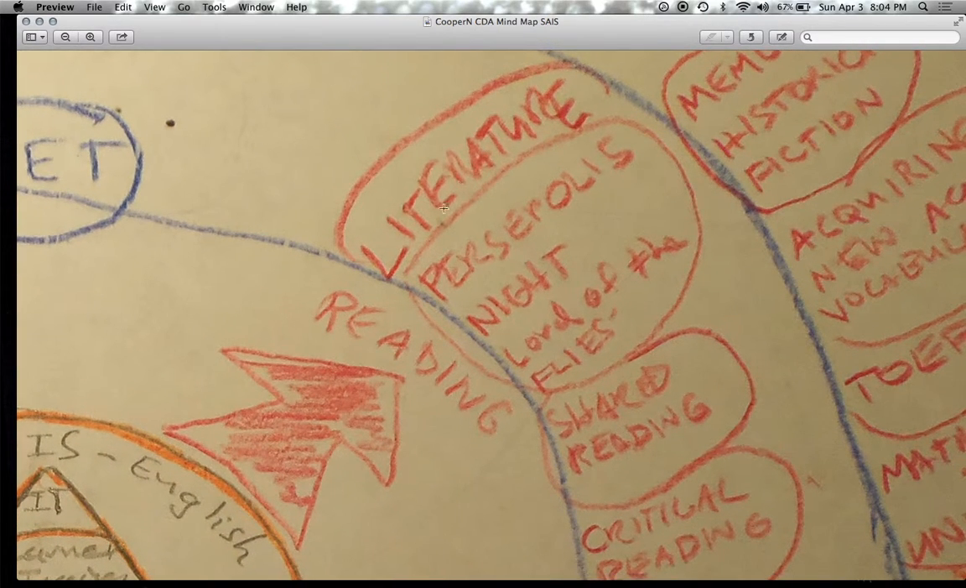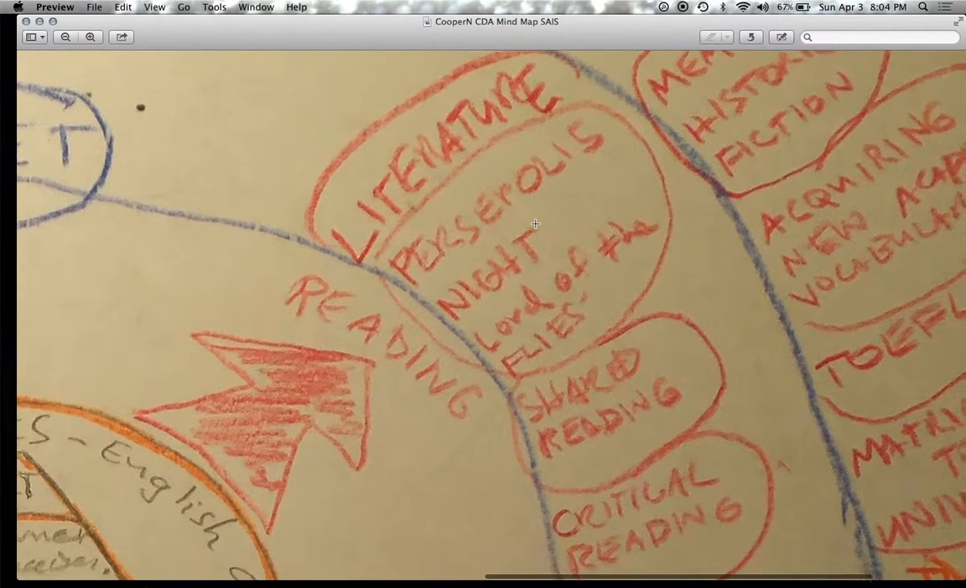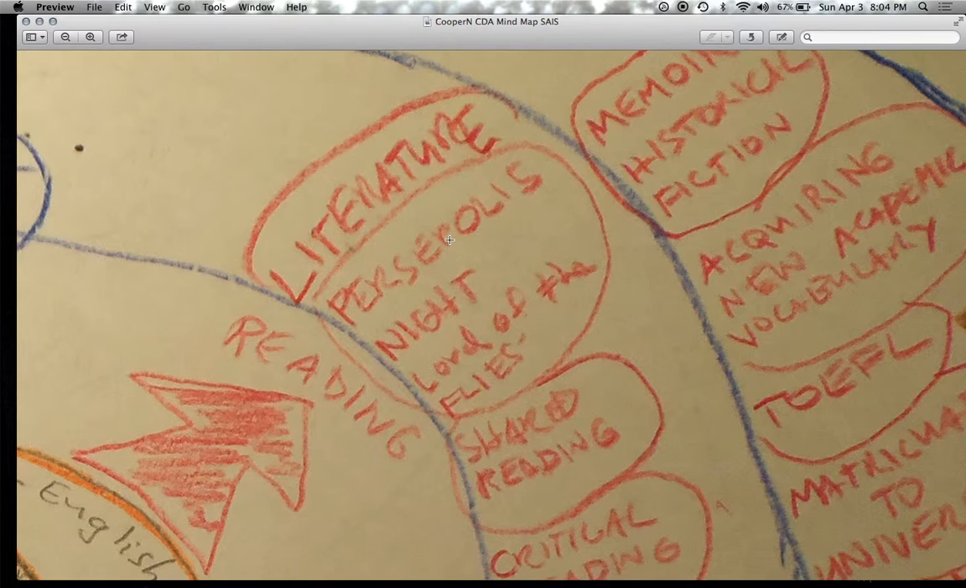So it's a literature and composition class. So here's literature. Here are the 3 books that I've chosen for the class: Persepolis, Night, and Lord of the Flies. I think that these are perfect books for 7th through 10th grade. Persepolis is memoir. Night is historical, and Lord of the Flies is fiction. So I think this satisfies the needs for the class without being too burdensome.